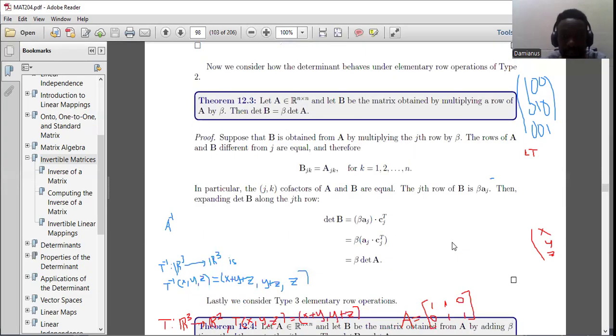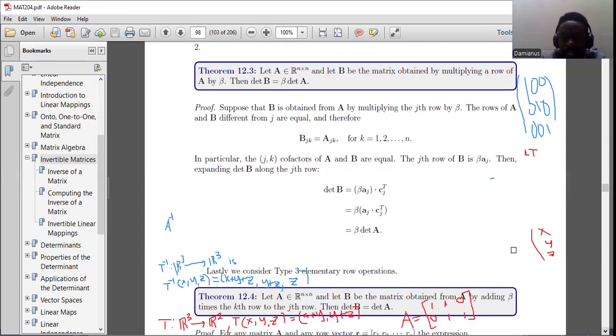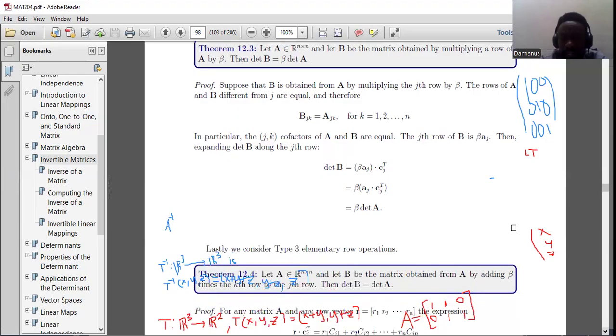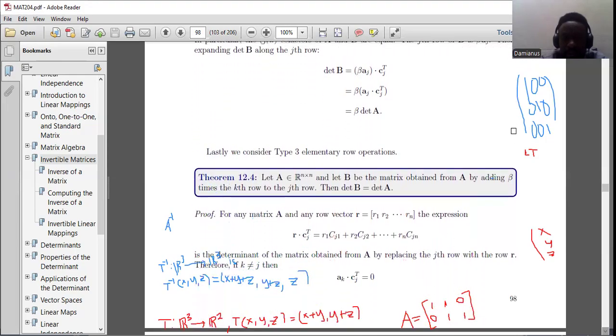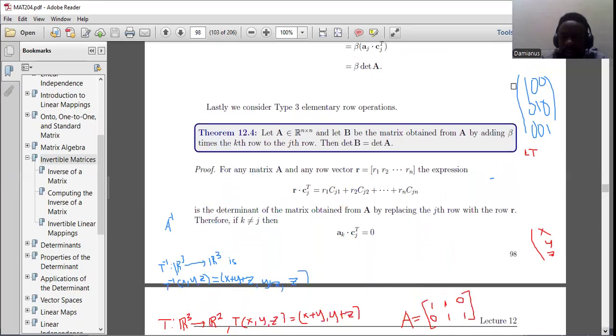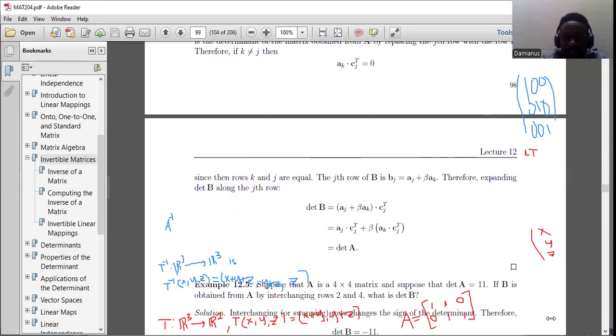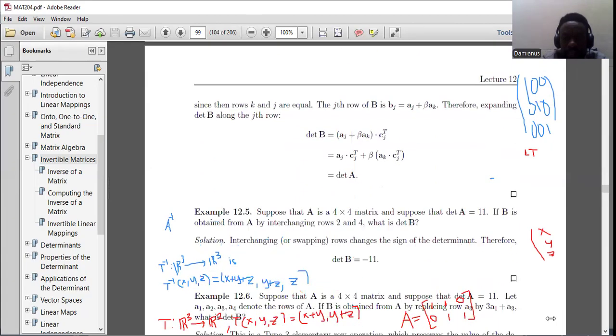The properties I wanted you to remember of determinant: suppose A is an n by n matrix and B is a matrix obtained by multiplying a row of A by beta, 1 row. Then the determinant of B is beta times the determinant of A. I mean, you can check that. Then a generalization is that, these are also the same things we are looking at. I wanted to give you the general form. You can look at this. I wanted to give you one which has an example.